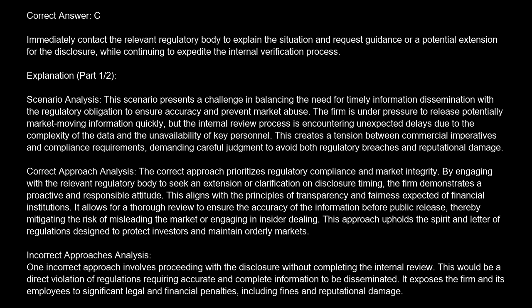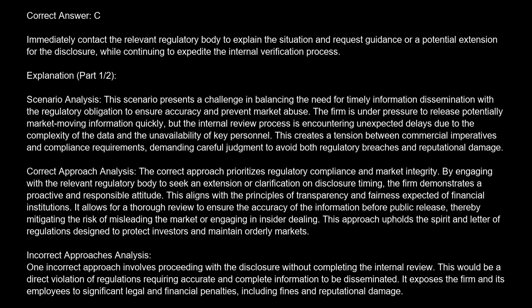This creates a tension between commercial imperatives and compliance requirements, demanding careful judgment to avoid both regulatory breaches and reputational damage. Correct approach analysis. The correct approach prioritizes regulatory compliance and market integrity.